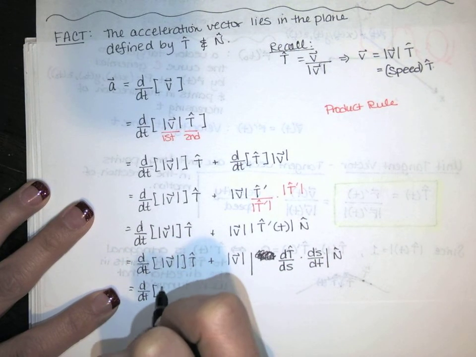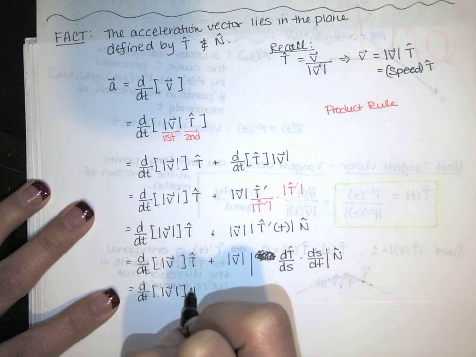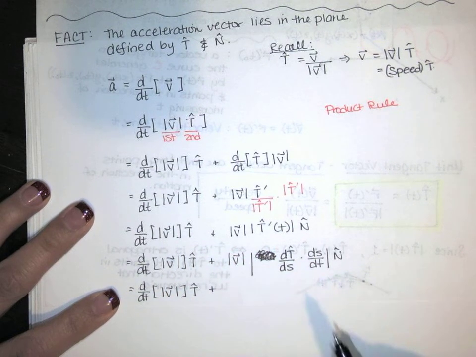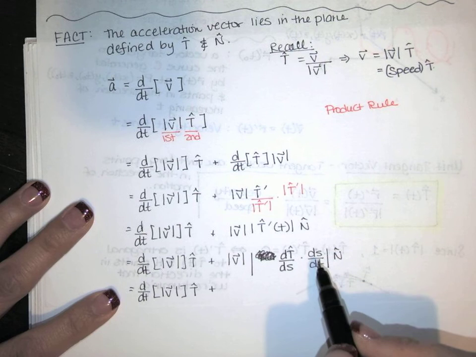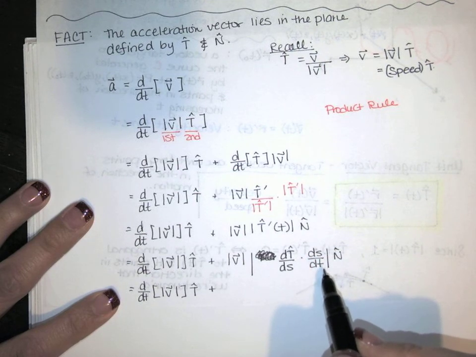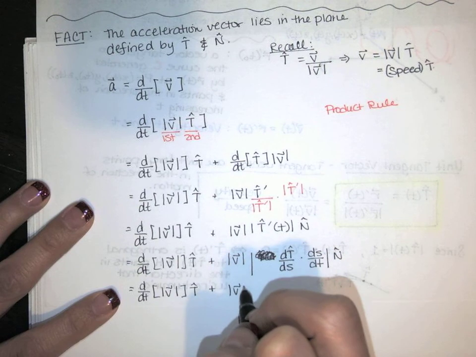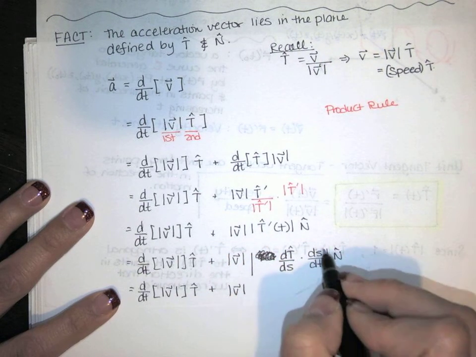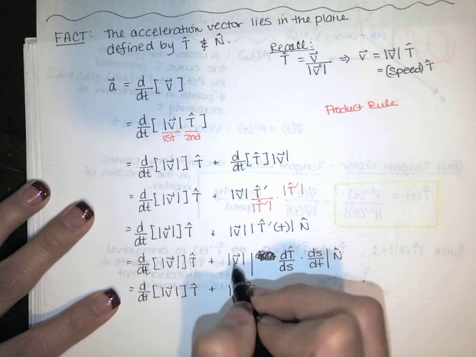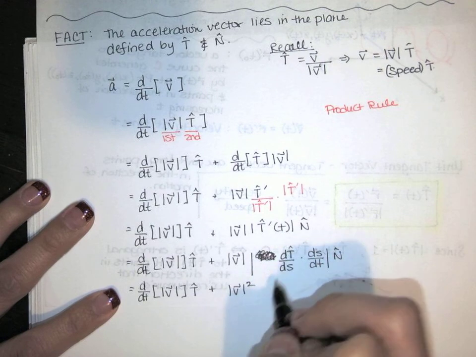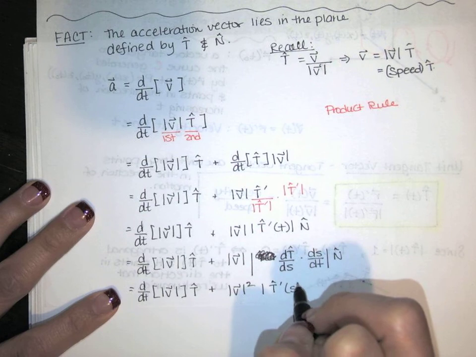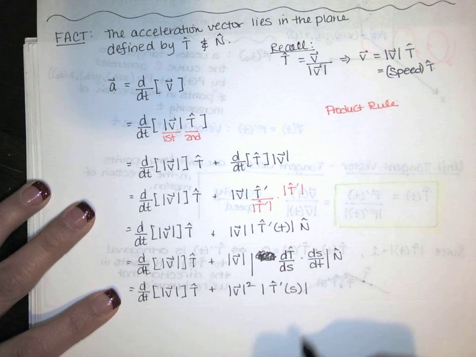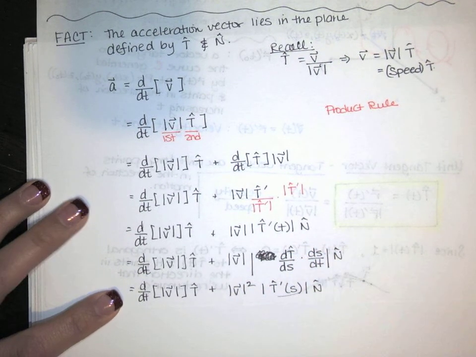Okay, let's think about what that is. What is the magnitude of this? The magnitude of distance traveled along the curve per unit time. I hope you said speed. If you did, you're right. That's speed. So I've got speed times speed, and this is the derivative of the unit tangent with respect to arc length. I'm going to take its magnitude, and we're multiplying that all by n hat.